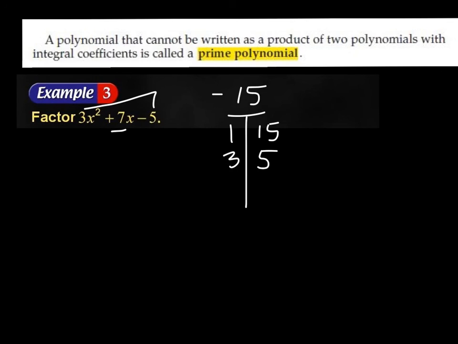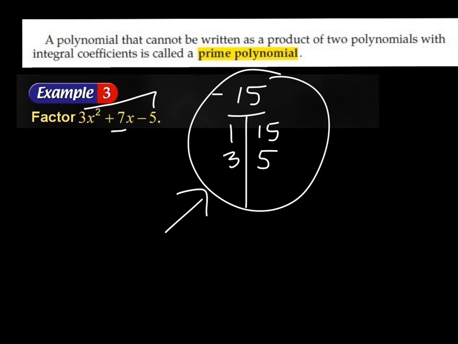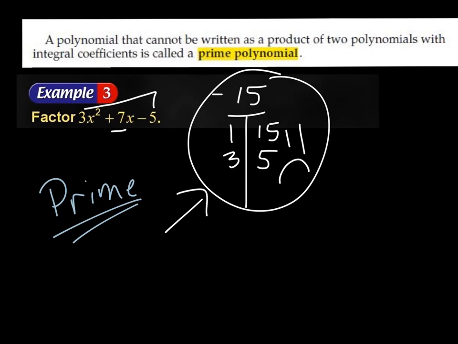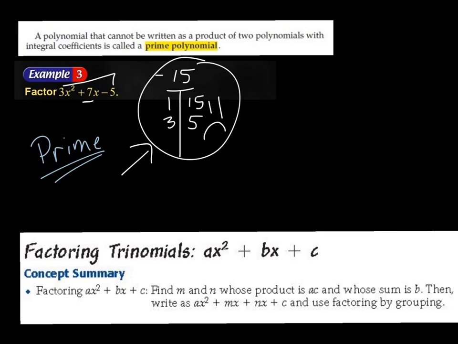Okay, so your work to prove that nothing works is writing out that factor tree and being very sad, and then we're just going to write prime. Your work to know that it's prime is to write out the factor tree and show that nothing works. In summary, when factoring quadratics in the form ax squared plus bx plus c, find two numbers m and n whose product is ac and whose sum is b. Then write it as ax squared plus mx plus nx plus c, and use factor by grouping.